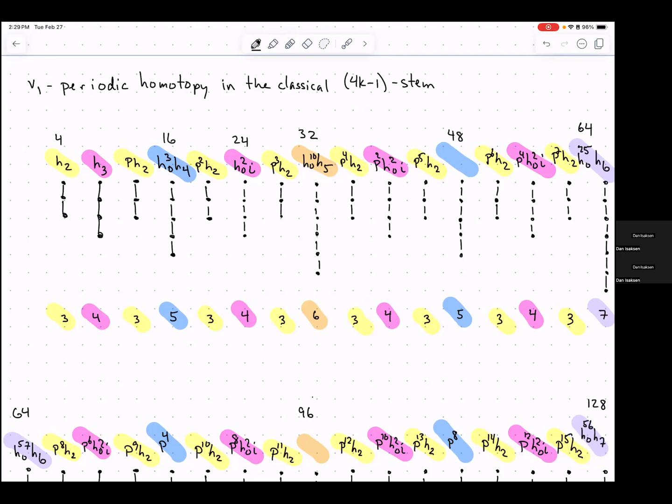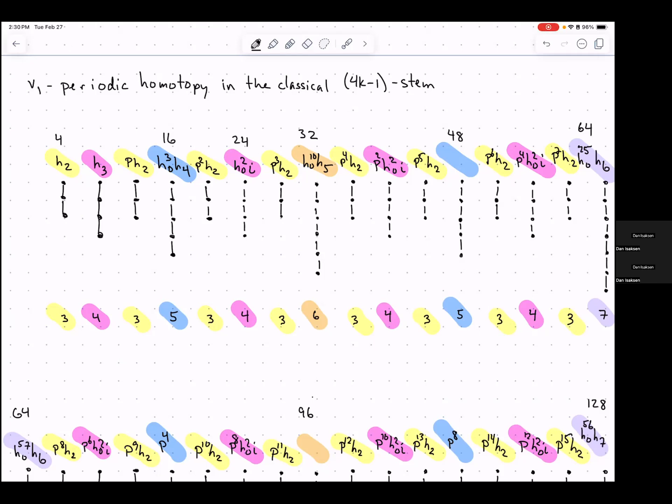One thing that I did is I shifted things. You're used to looking at the Adams tower, and the tops of these towers don't line up like this. I drew this in a way that looks a little goofy from the perspective of the Adams spectral sequence, although I think it's more familiar for people who think about these things in terms of the Adams-Novikov spectral sequence. But anyway, I wrote these all out, and then there are the orders: 3, 4, 3, 5, 3, 4, 3, 6, 3, 4, 3, 5, 3, 4, 3, 7. The usual ruler pattern.